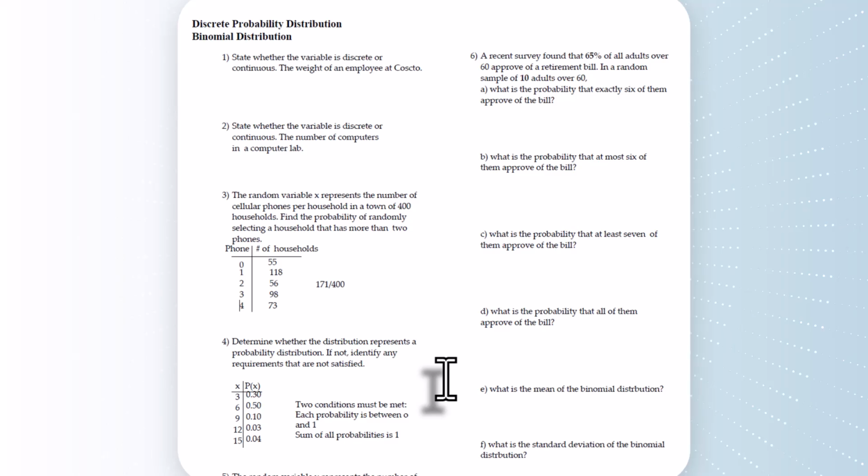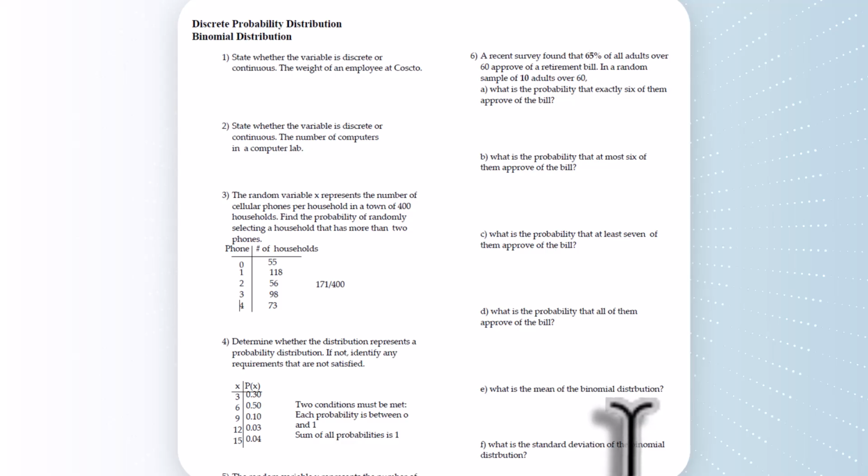What is the mean of the binomial distribution? The mean of the binomial distribution, StatCrunch doesn't do it. There is a formula for it. It's n times p. As I told you guys, p is 0.65 and n is 10. So just multiply 10 by 0.65, which is 6.5.